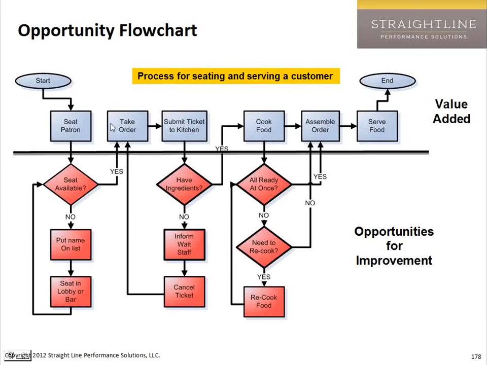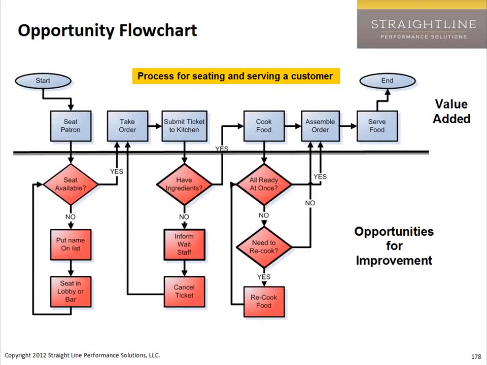Okay, so anyway, this one happens to be a process for seating and serving a customer. And so what I've got here is seating the patron. Is the seat available? Oh, it's not. We put your name on a list and you sit in the lobby or the bar. And we just know from experience that there is a lot of churn and customer dissatisfaction in that particular area. And there's no value add when we say your name's on the list. Nor is there value add when we don't have the ingredients and have to cancel the ticket. Or when we put the order together for, say, a family and we're missing certain things.